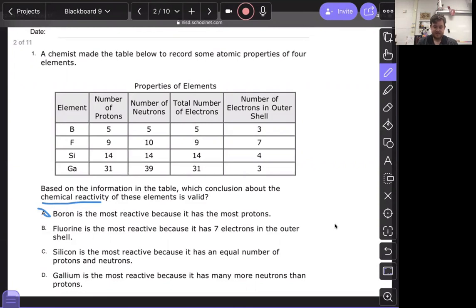All right, fluorine is the most reactive because it has 7 electrons in the outer shell. So that's 7 valence electrons. That seems like a good choice, but let's see if there are any other good choices. Silicon is the most reactive because it has equal number of protons and neutrons. Again, have not said anything about chemical reactivity in protons or neutrons. Gallium is the most reactive because it has many more neutrons than protons. For the third time, haven't said anything about chemical reactivity in protons. So my answer is B.